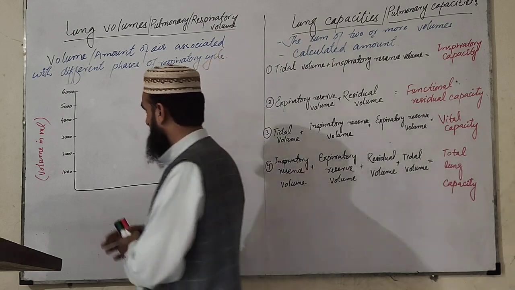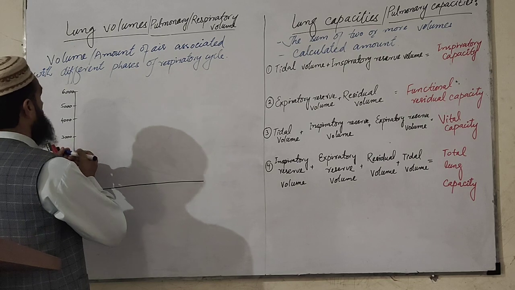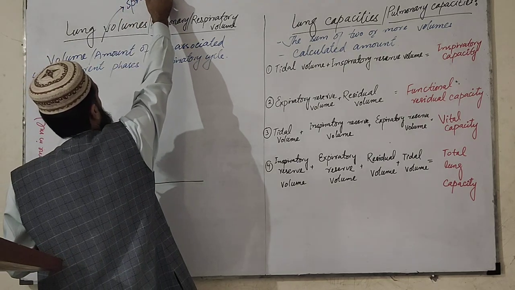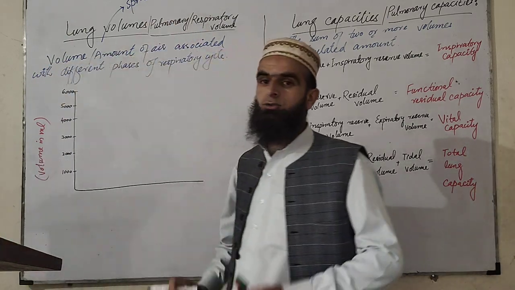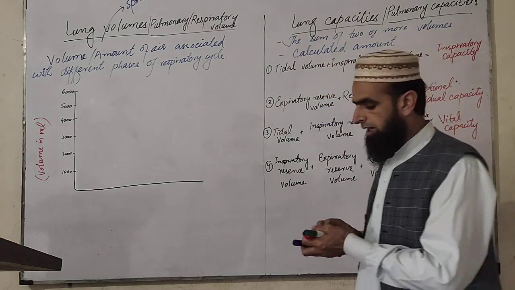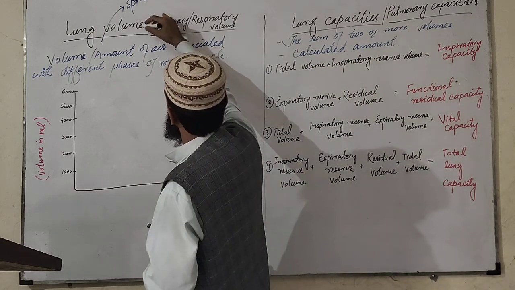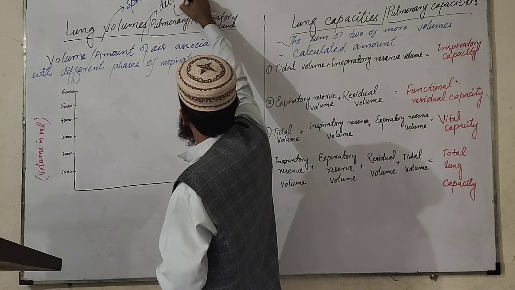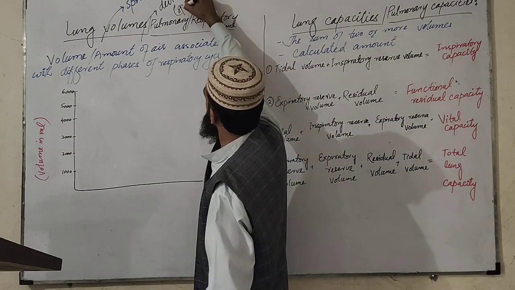So how can we measure it? It can be measured with the help of a process which is called spirometry. That is a process with the help of which we measure different kinds of pulmonary volumes. And the device which is used here to measure it is called a spirometer.